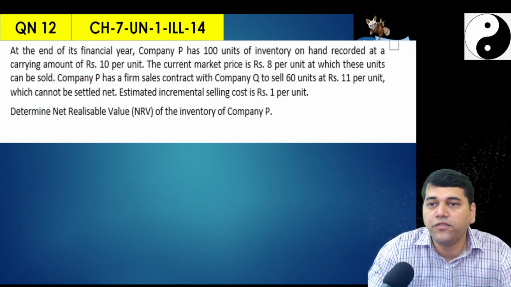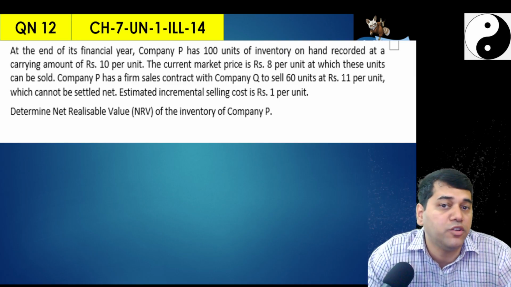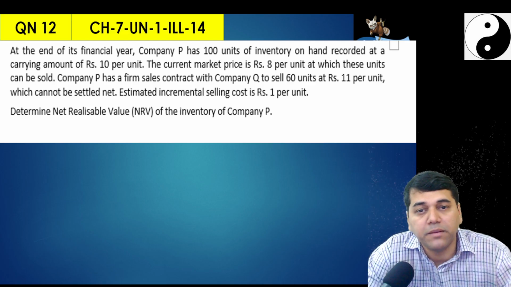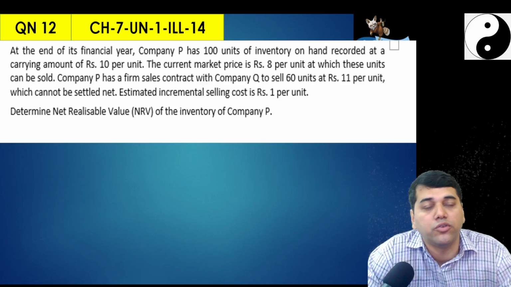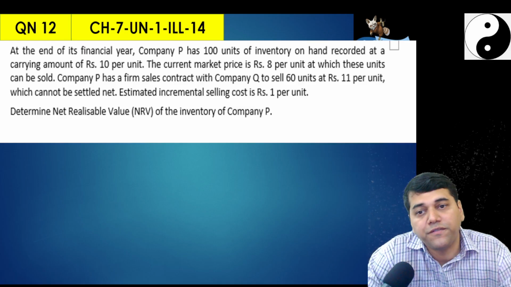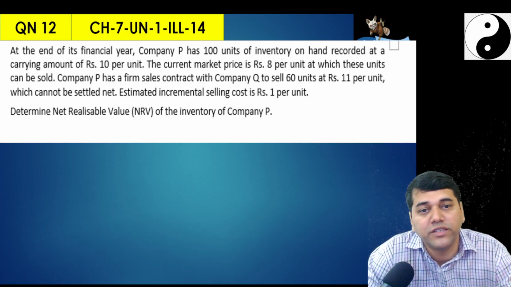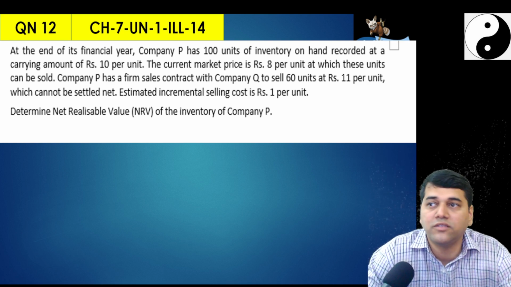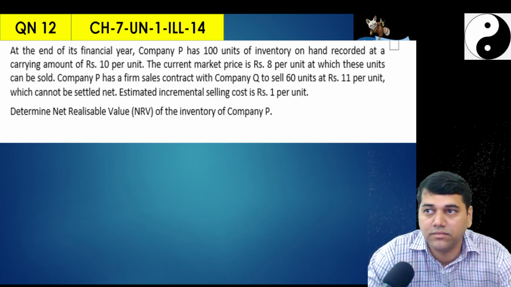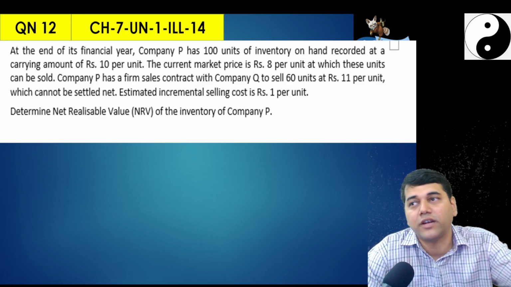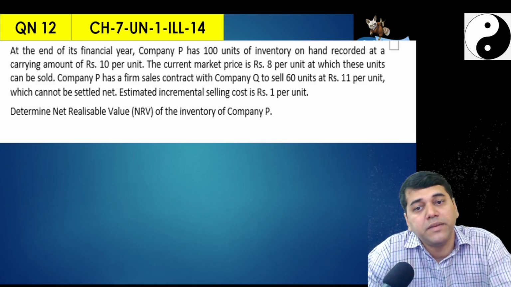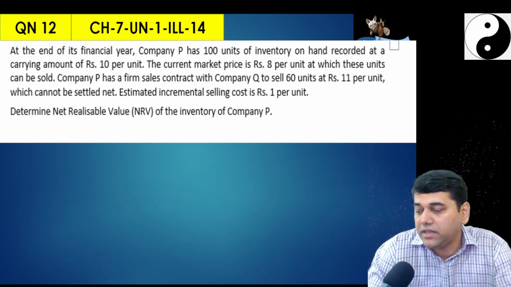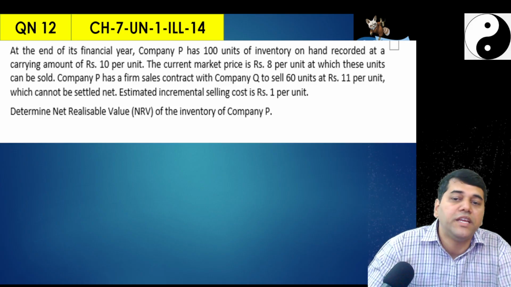Now at the end of the financial year, company P has 100 units of inventory in hand at a carrying amount of 10. Market price is 8, at which these units can be sold. This is estimated. Now it has a firm sale contract to sell 60 units at 11 per unit, which cannot be settled net. That means it is not a derivative contract. Estimated incremental selling cost is 1 per unit. Determine the NRV of the inventory of P.